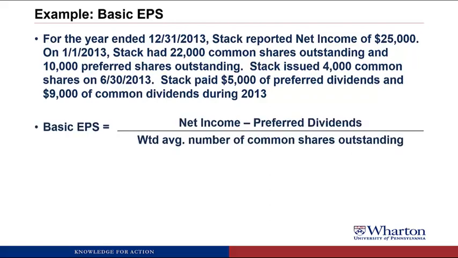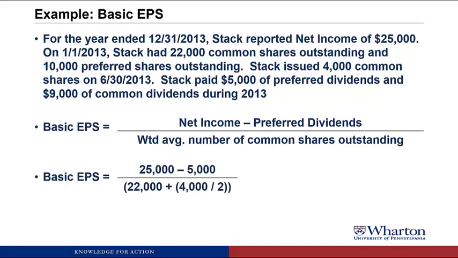So we're going to try to figure out Stack Incorporated's basic EPS, so we can start filling in what we know. So net income is 25,000. We subtract 5,000 of preferred dividends. We ignore the common dividends. We don't need them for this calculation. Then for the denominator, we're looking at the weighted average number of common shares outstanding.